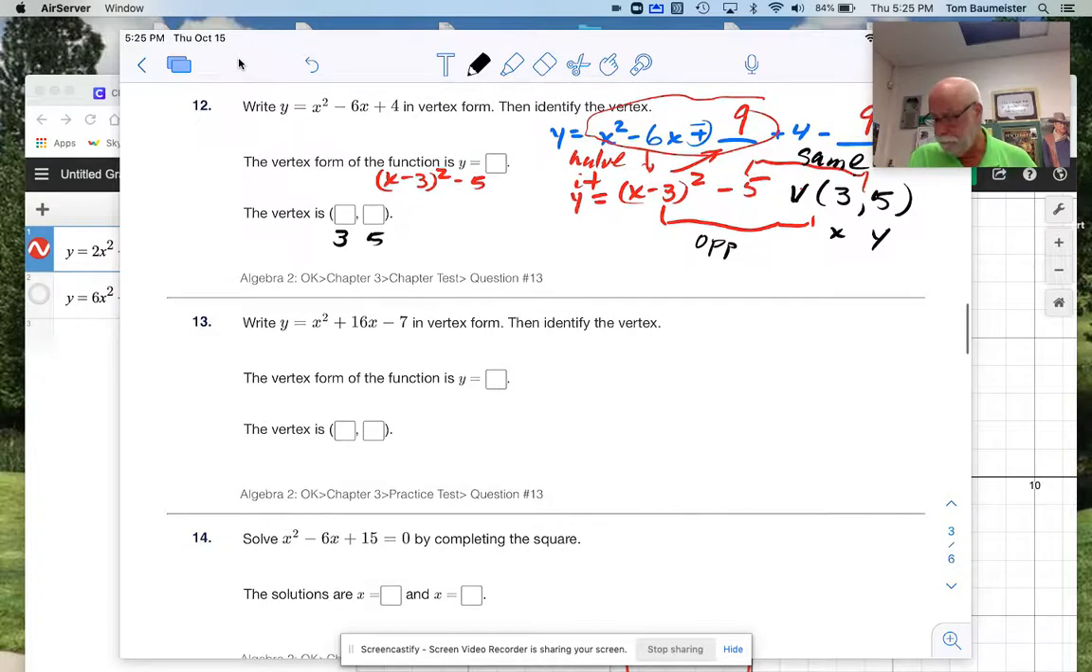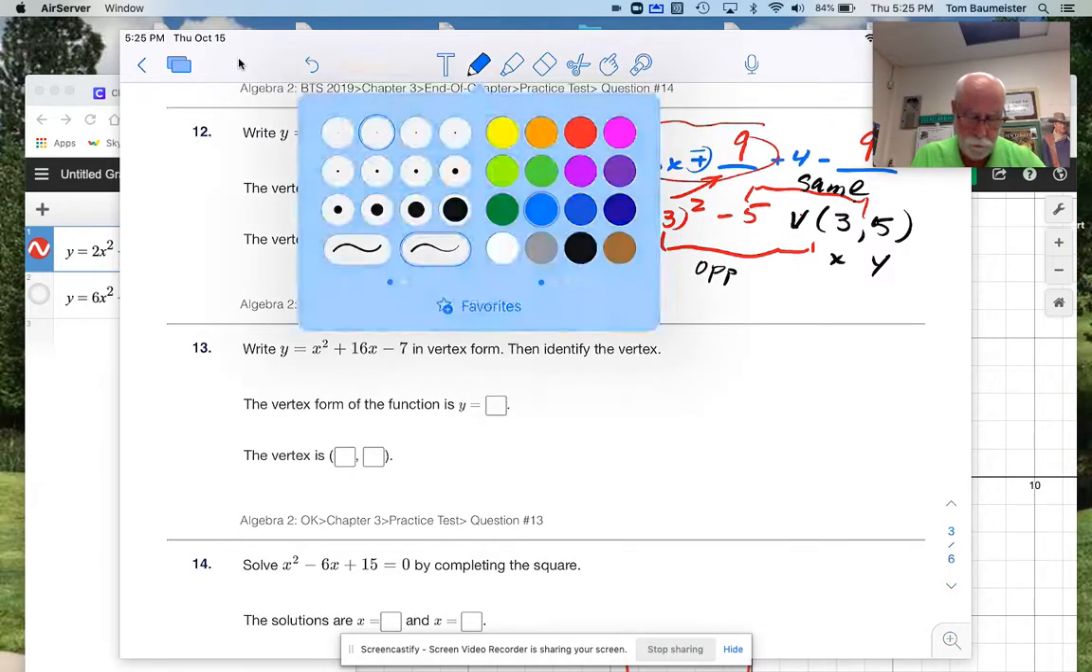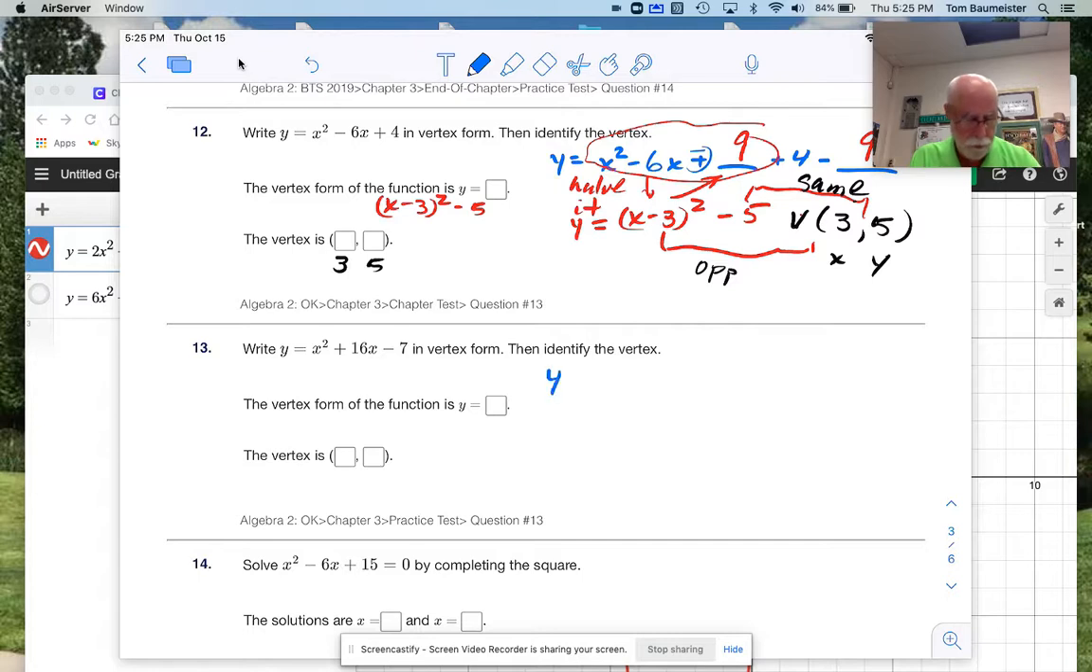13 is the same. All right, so on 13, we're going to do the same kind of thing we just did. So I'm going to say y is equal to x squared plus 16x. Again, I'm going to say a plus. That one will always be a plus, ladies and gentlemen. Plus a blank. Then I'm going to say minus 7. Since it has to be on the same side here, I'm going to say minus a blank. All right?